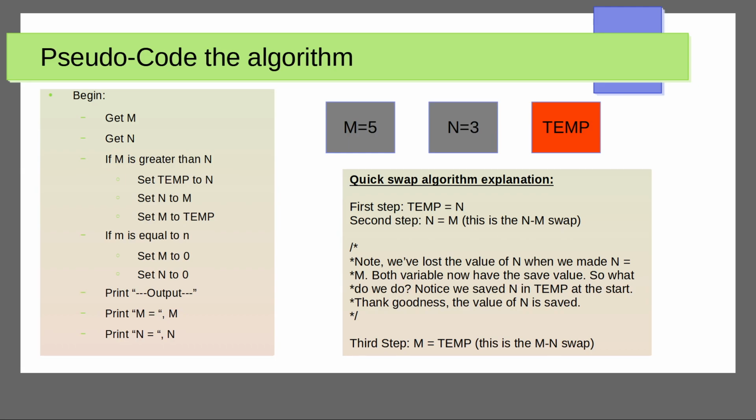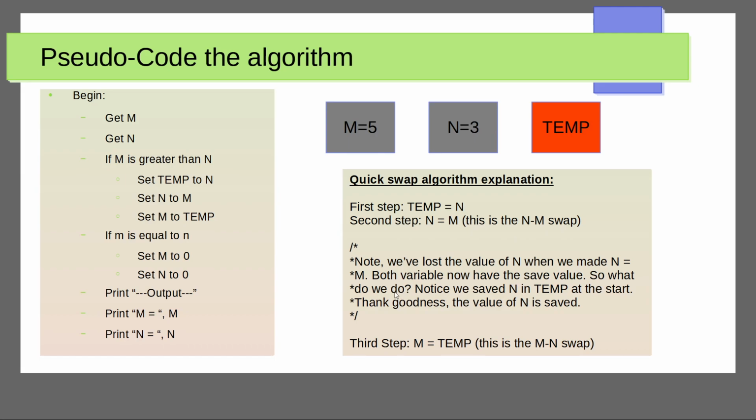Now, why did we do these steps here? Set temp to n, set n to m, and set m to temp. Why did we do that? Well, let's take a look. Here's a quick swap algorithm explanation. First step, temp equals n. So temp is going to equal 3. You're just going to set it equal to whatever n is. Second step, n is equal to m. So n is now 5. This is the n m swap. So n is now 5.